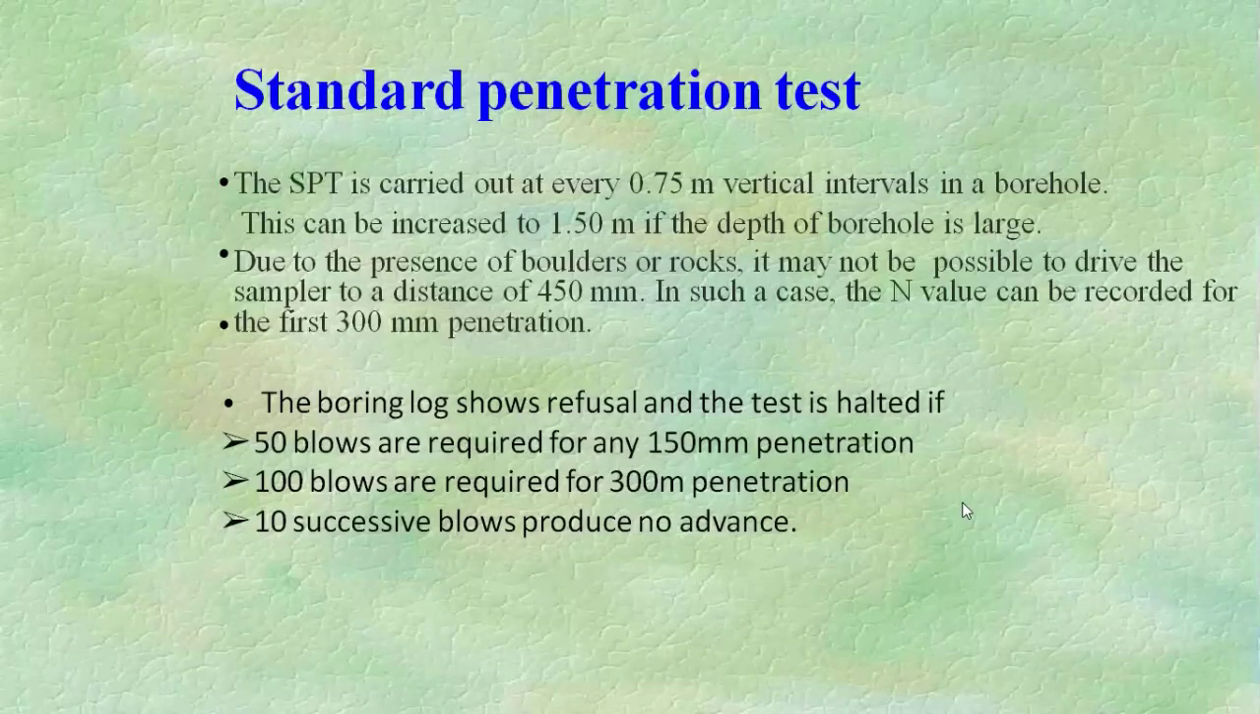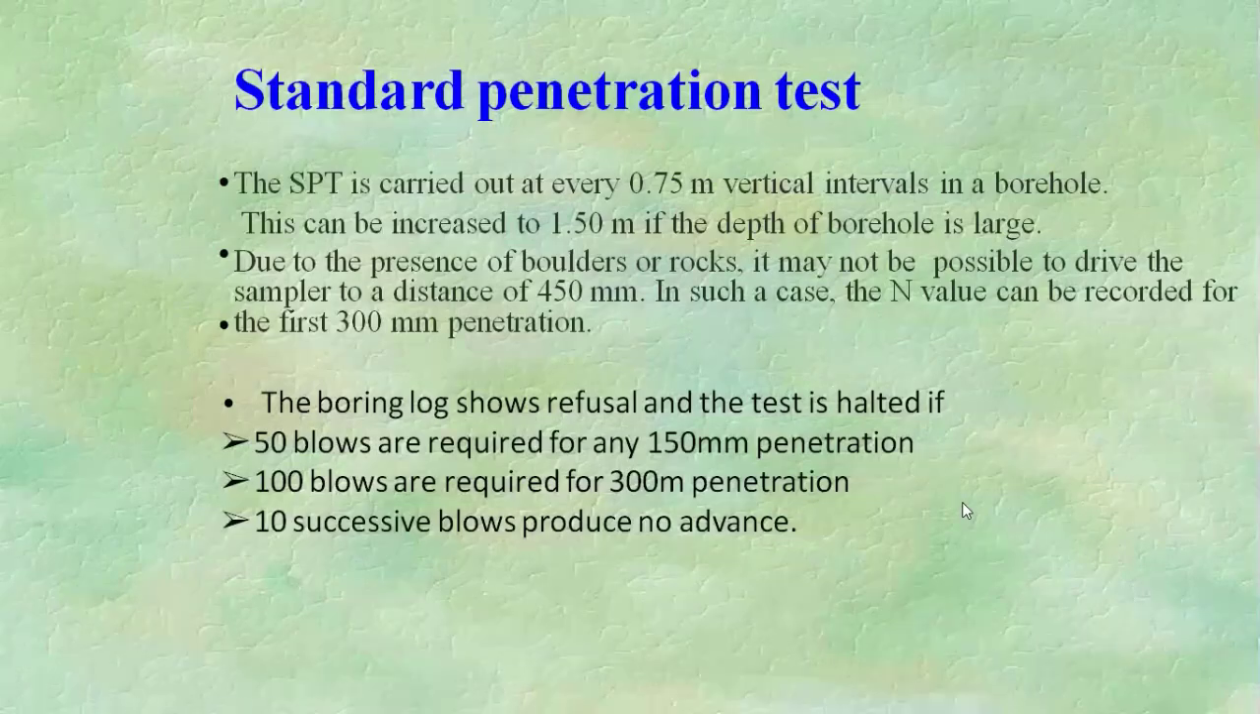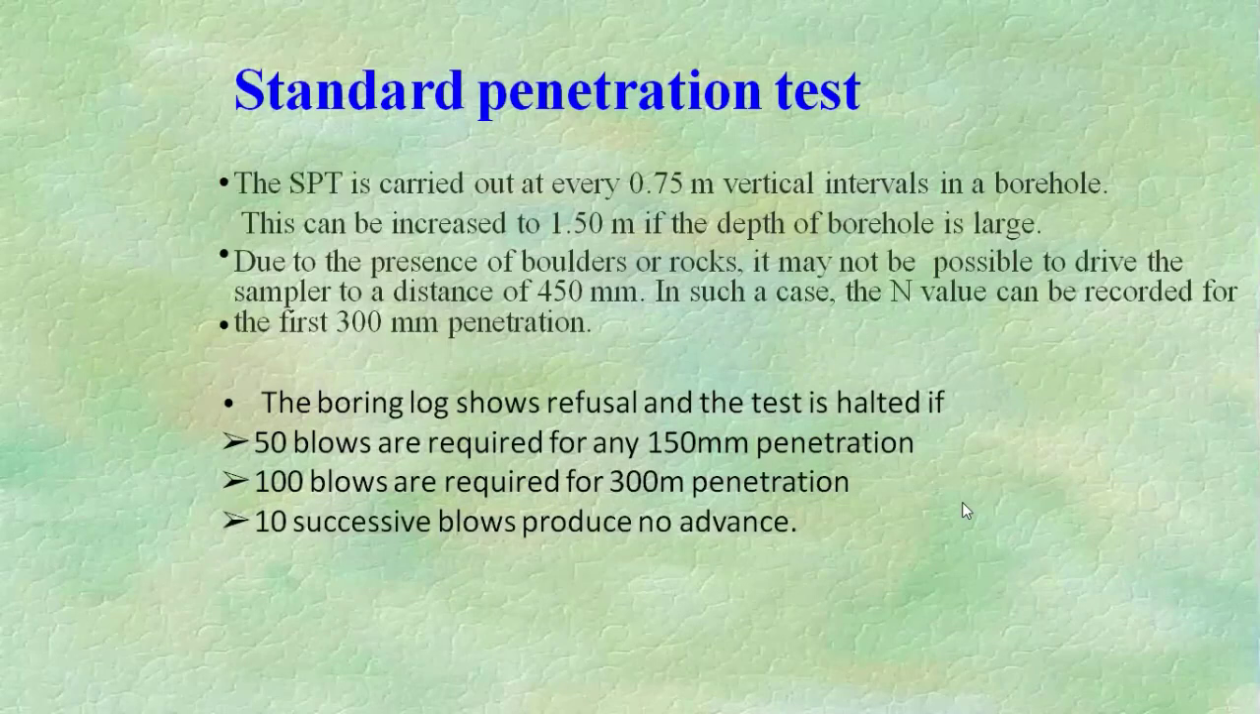So if the number of blows for a 150 mm drive exceeds 50, it is taken as a refusal and the test is discontinued. The standard penetration number is corrected by dilatancy correction and overburden correction. Basically, the SPT is carried out at every 0.75 m vertical interval in the borehole. This can be increased to 1.50 m in the depth of the borewell. The boring log records refusal and the test is halted if 50 blows are required for any 150 mm penetration, 100 blows are required for 300 mm penetration, or 10 successive blows produce no advance.